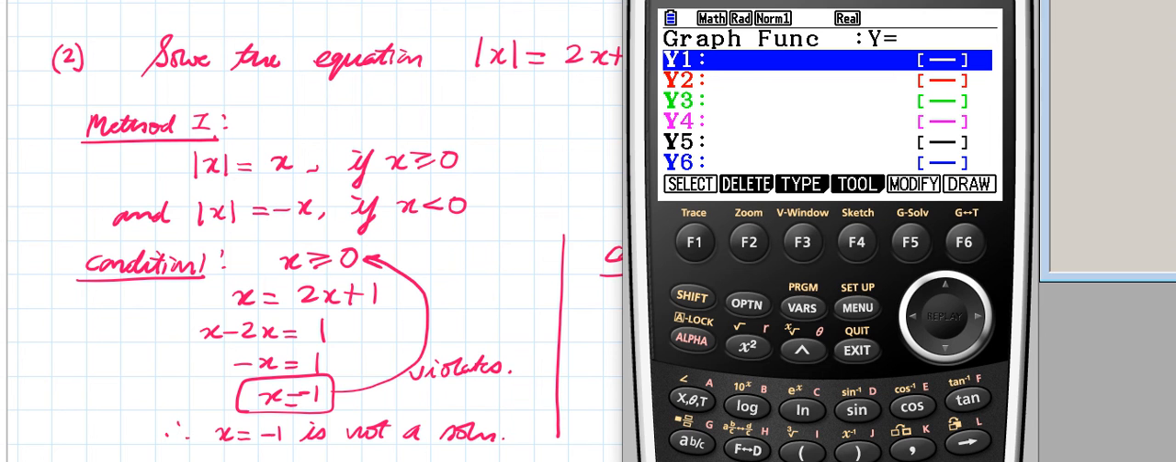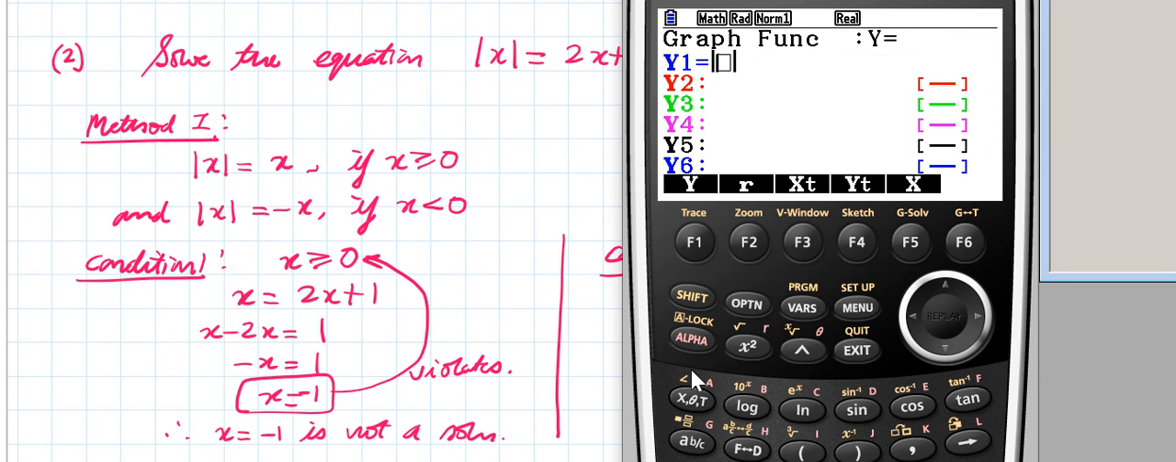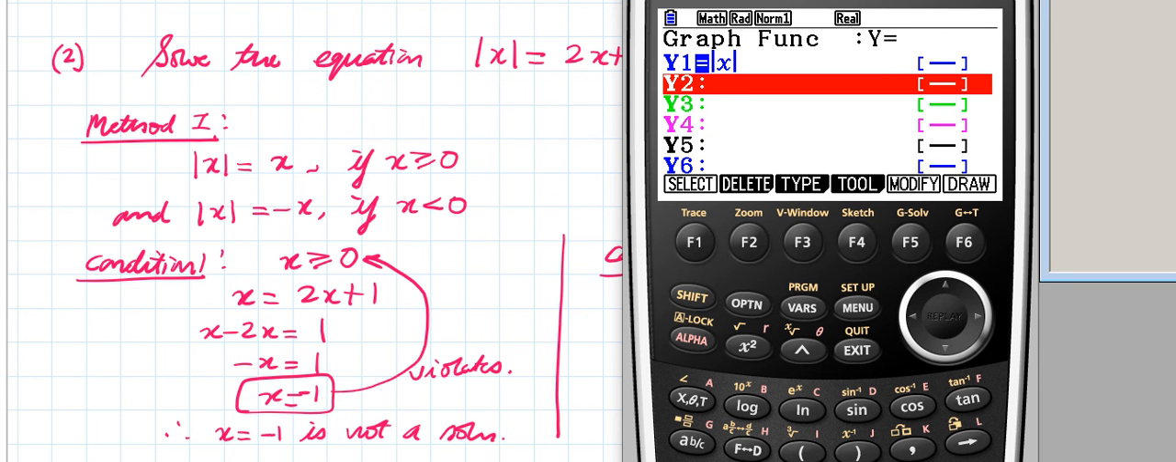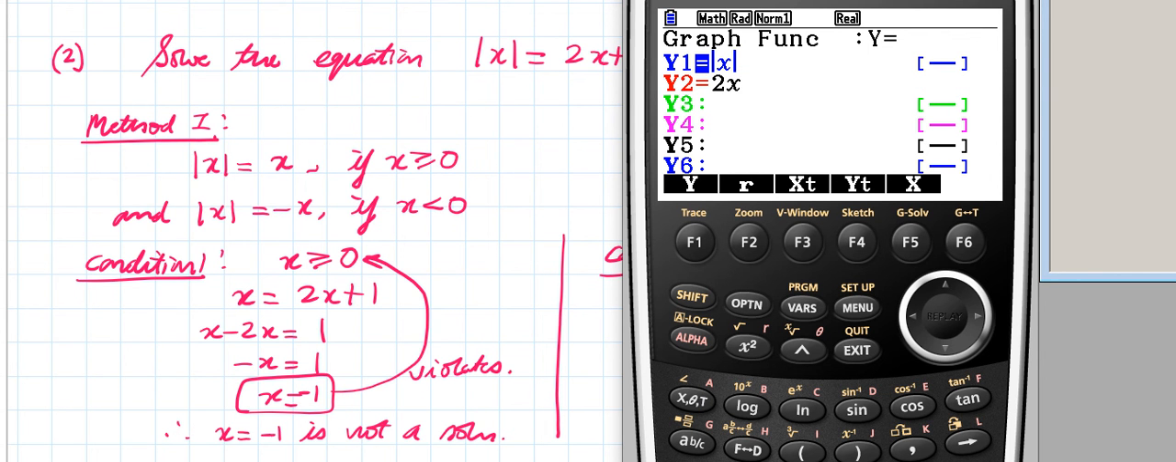The second method is using a graphic display calculator. In this, what you do is you go to graph and we'll graph both. On y1, I'll graph the left hand side. So in graph, I go to numeric, absolute, I take x, enter. Then I take 2x plus 1, enter. Sorry, there's an error I made. Yeah, so 2x plus 1, enter.